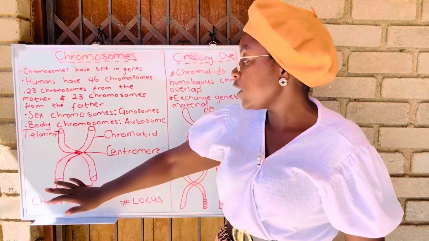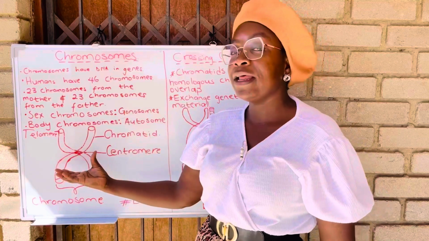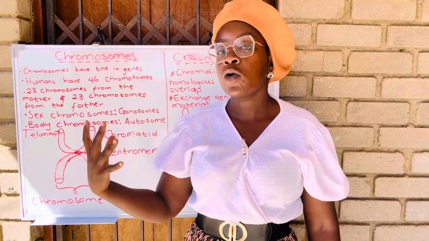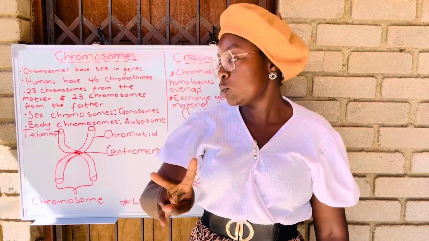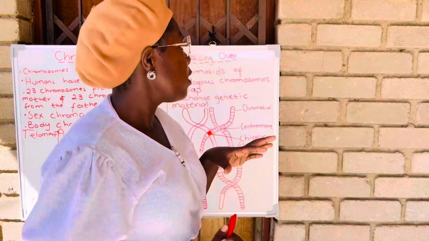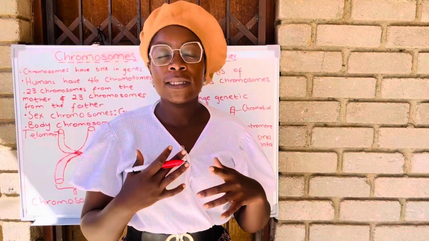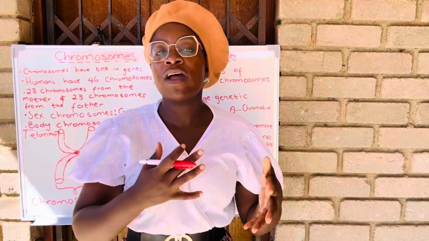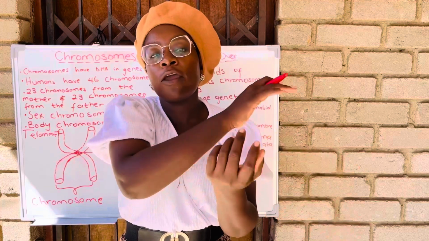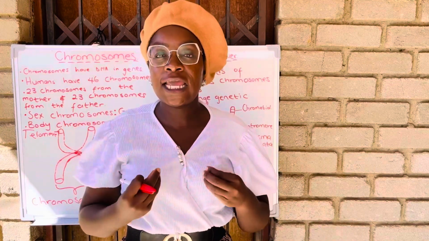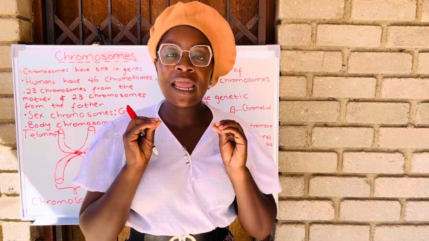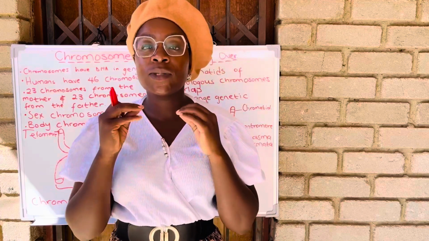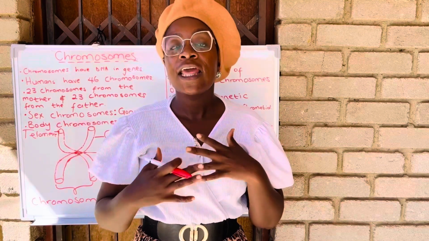So if you have another chromosome that looks similar to this one and they are aligned together, you are going to call them homologous chromosomes because they are the same and they are two. Homo means the same. And we also have what we call crossing over. Crossing over is a process whereby the chromatids of homologous chromosomes overlap each other. Overlapping is more like crossing over. They overlap each other with the aim to exchange genetic material. So the main aim of crossing over is to exchange genetic material. And remember, crossing over happens during prophase in cell division.